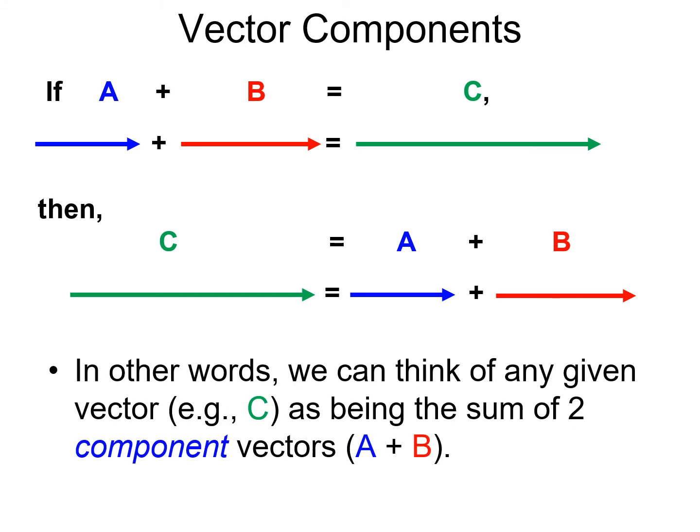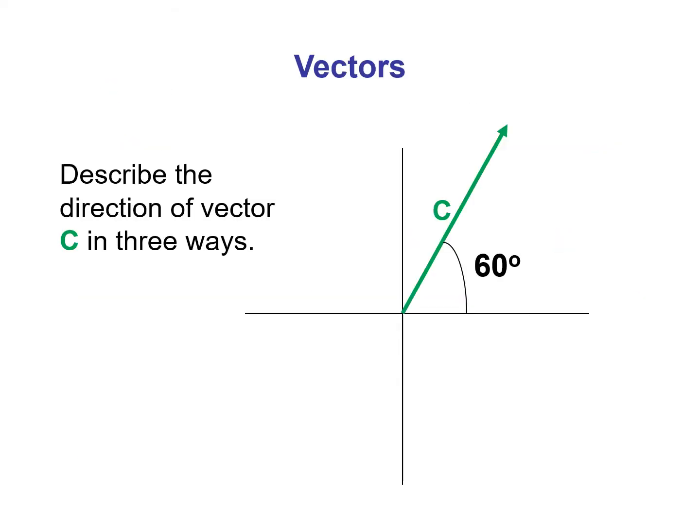In other words, if you are given a vector like C, you can think of it as being the sum of two component vectors, even if it isn't. You can think of it as being the sum of two other vectors. Now, why would that be important? Well, let's take a step back just for a moment and look at vector C here. Describe the direction of vector C in at least three ways.